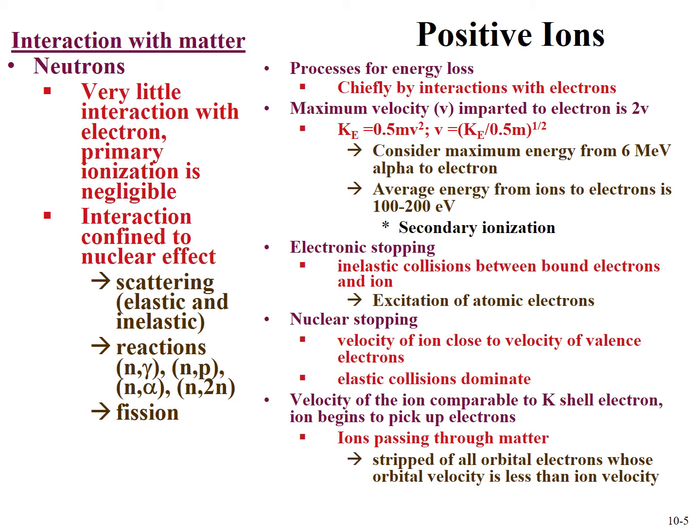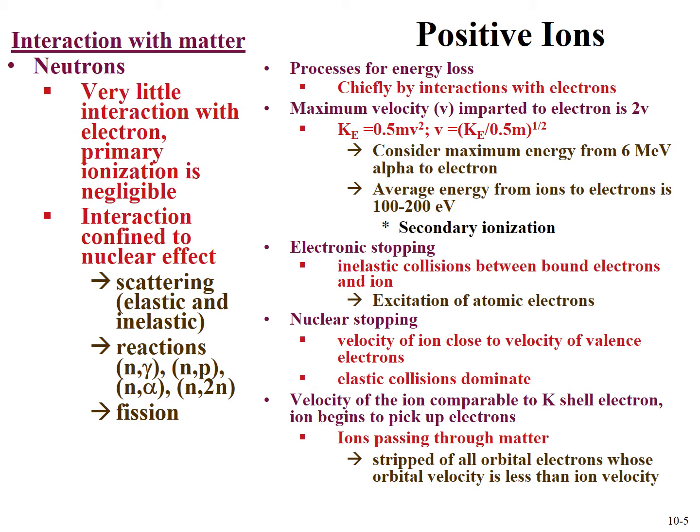You get some velocity of the positive particle that's coming in, and it imparts to the electrons a velocity that is twice this velocity. One can evaluate the velocity from the kinetics. So if you consider something like a 6 MeV alpha to an electron, the average energy loss from one of these ions to an electron is around 100 to 200 electron volts.